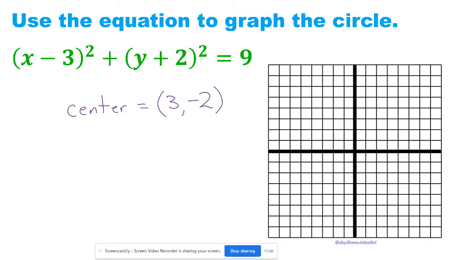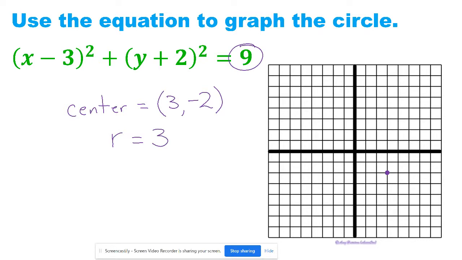So I'm going to go ahead and put that on the graph. (3, −2). We're going to have a point right there. And that's the center of the circle. The radius is going to be the square root of this number here at the end, which is the 9. So square root of 9 is 3. So our radius is 3.